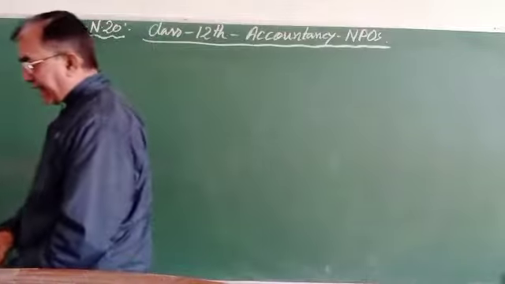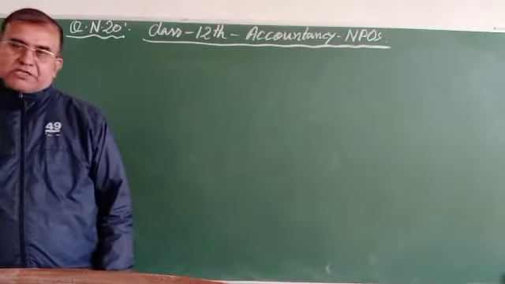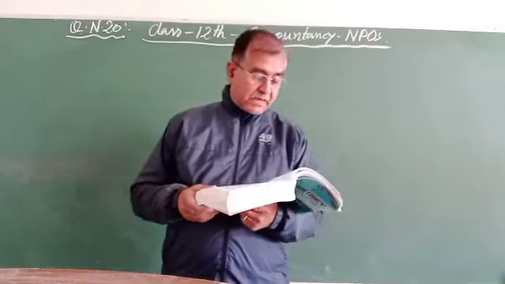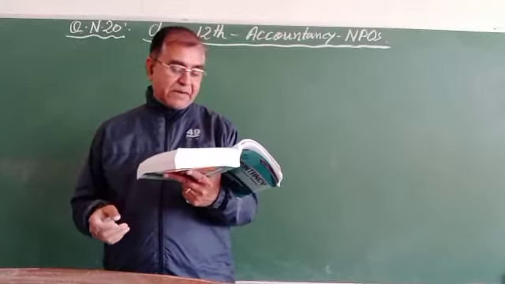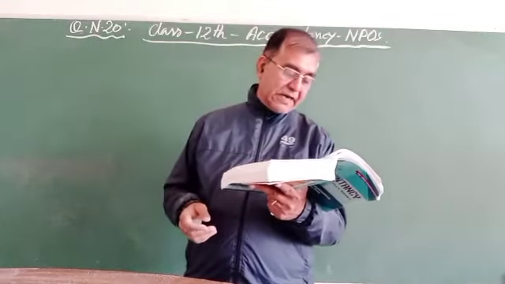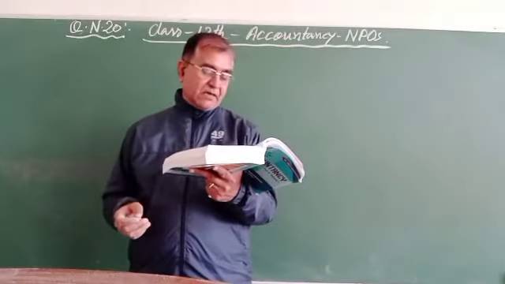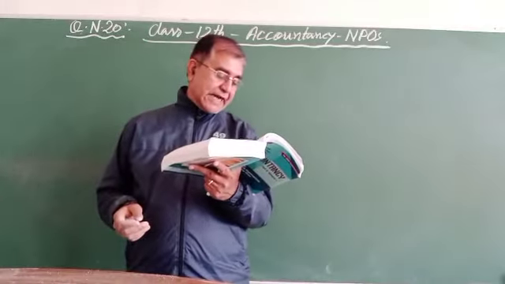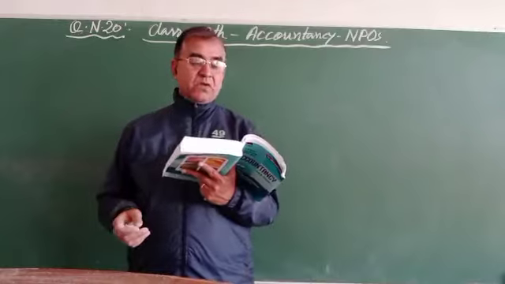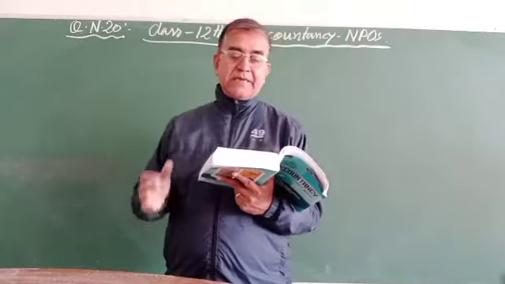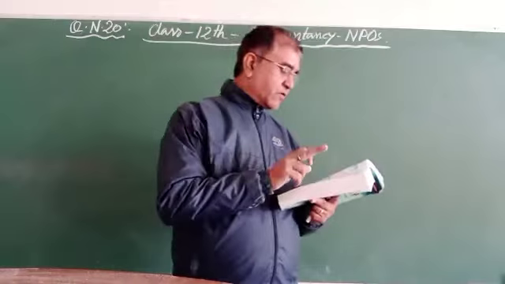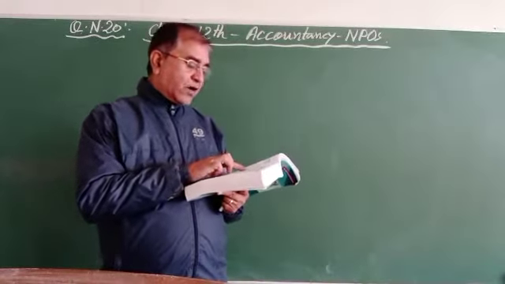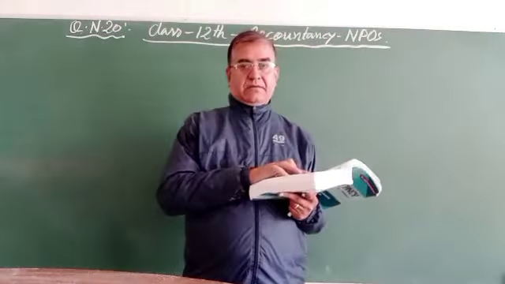Now see here, again I would like to read question number 20. From the following receipt and payment account of a club, prepare the income and expenditure account for the year ended 31st March 2019 and a balance sheet as at that date. The receipt and payment account is given in question number 20, and some additional information is given regarding subscription.